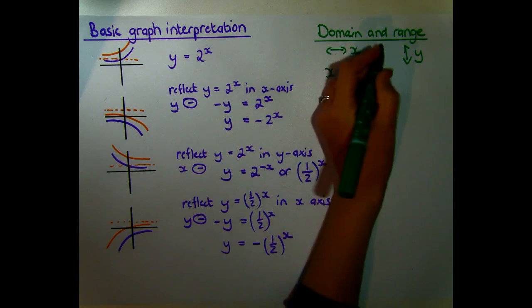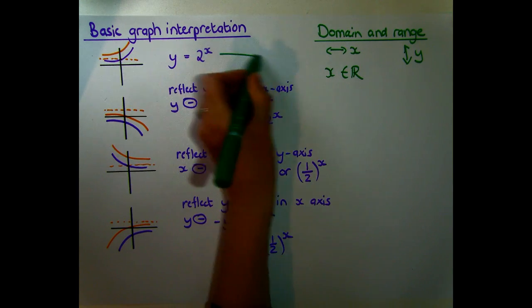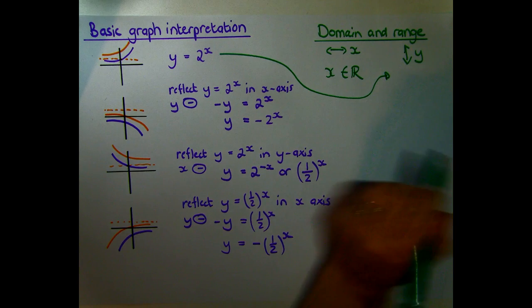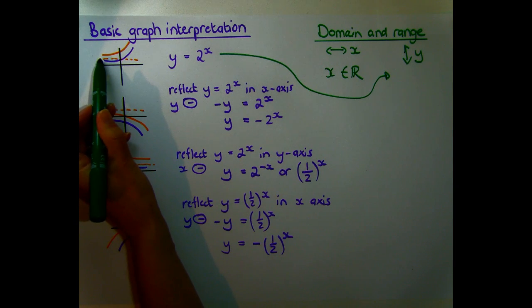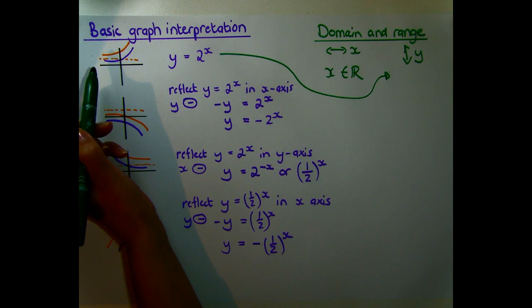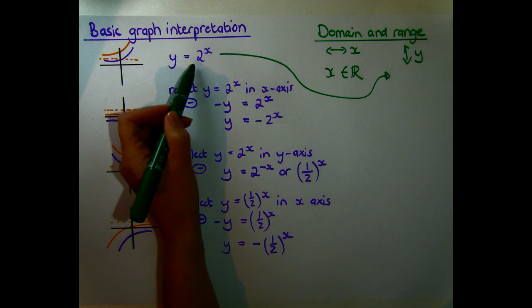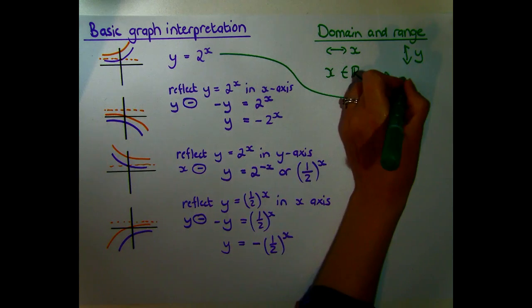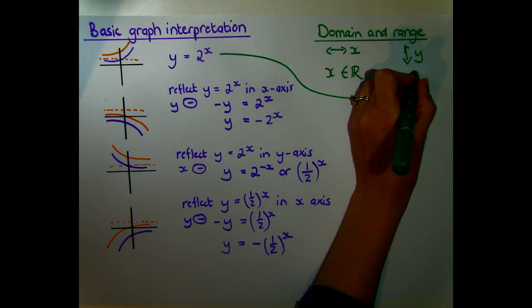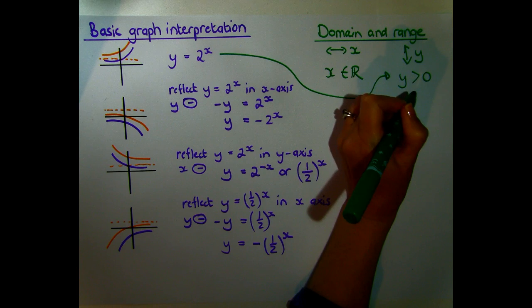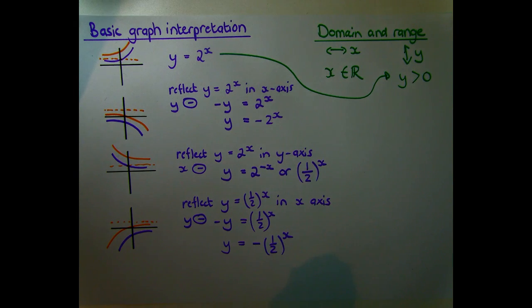So I'll do it for this one. For this one's range, I'm going to say y can be anything from the asymptote upwards. And in this case, y equals 2^x has an asymptote at 0. So I will say y can be anything greater than 0. And you can write that in interval notation alternatively if you prefer.